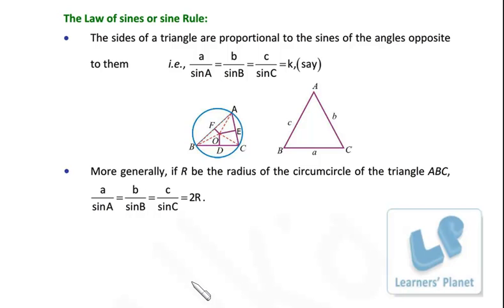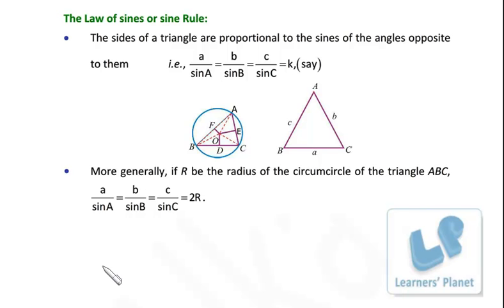Precisely, the circumcenter is the concurrence point of the perpendicular bisectors that we have already discussed, right? So here I assume the circumradius is capital R, right? So A upon sine A is equal to B upon sine B is equal to C upon sine C is equal to 2R, where R is the circumradius of the circle, or the radius of the circle. Okay, so this is the important relationship that you must know.